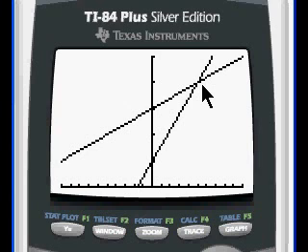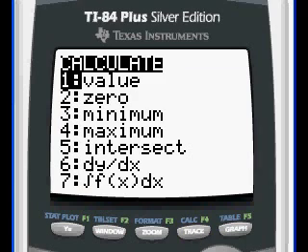So what we can use is the calc feature that is right above the trace key. So you hit the second button and then you hit trace, and the option we are going to use is number 5, which says intersect. This will make the calculator help us find exactly where they intersect.